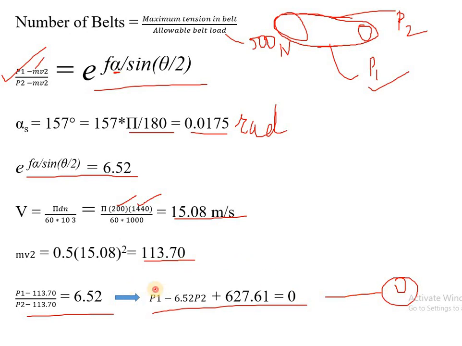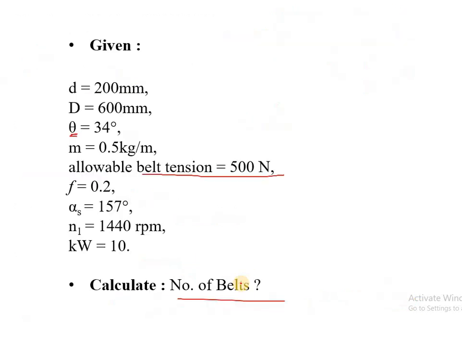Now there are two unknowns, P1 and P2, and we need to find out both. Two unknowns and one equation is not feasible. There should be two unknowns and two equations, so we have to go with a second equation. What will the second equation be? Go back: you have used small d, capital D, theta, m, allowable belt tension, f, alpha, n1. What have you not used yet? Power. So there might be some relation between power and P1, P2.